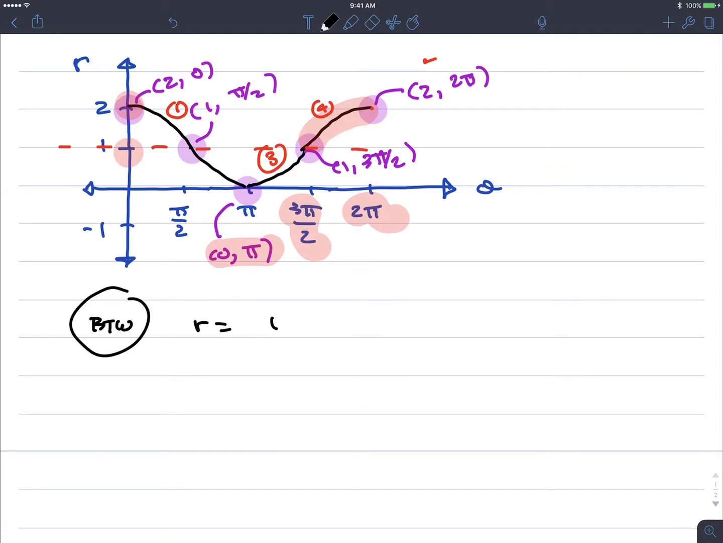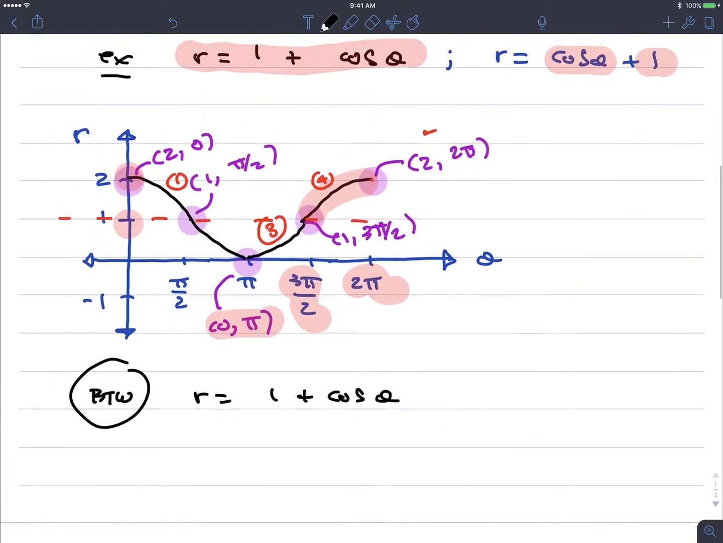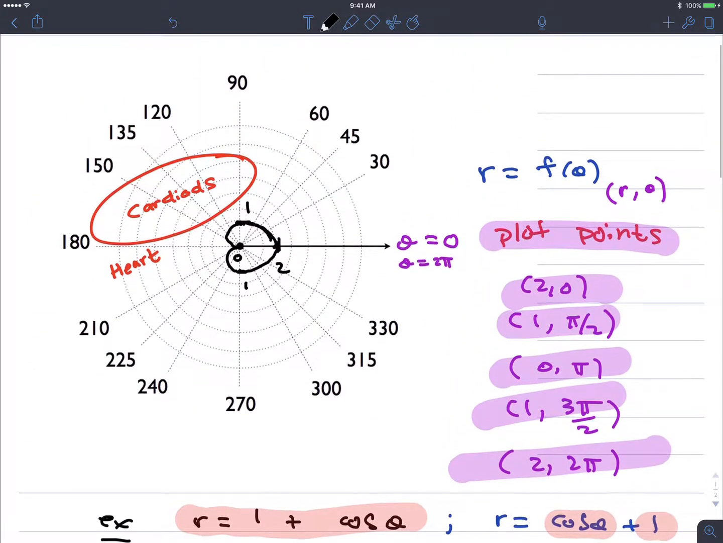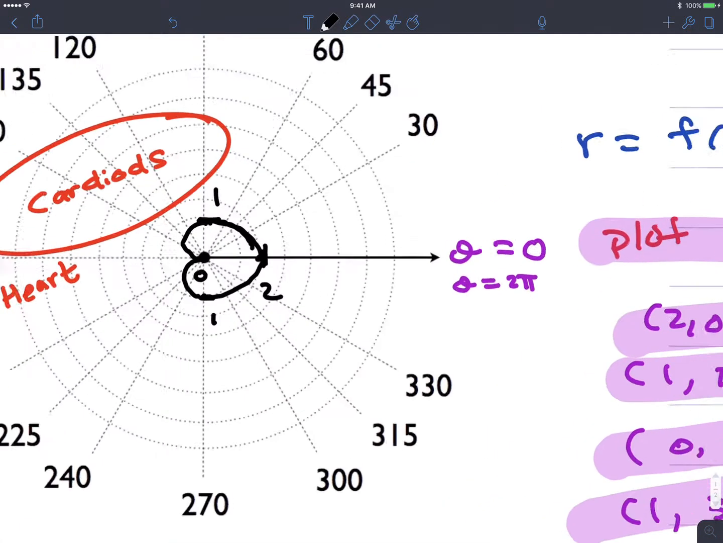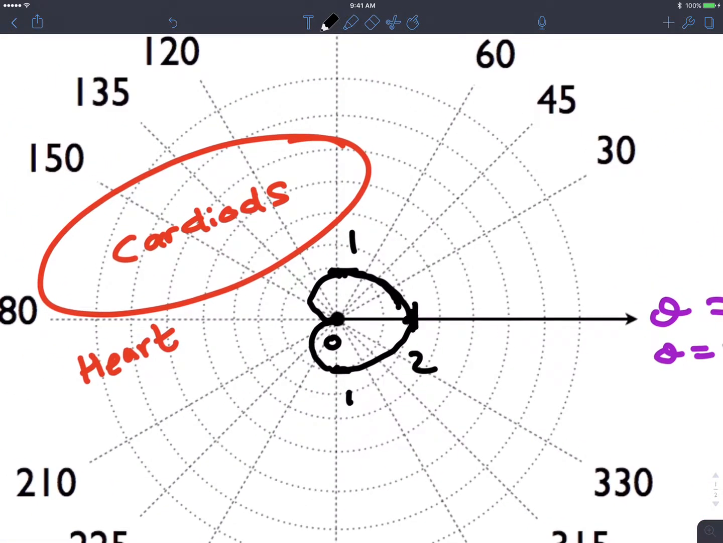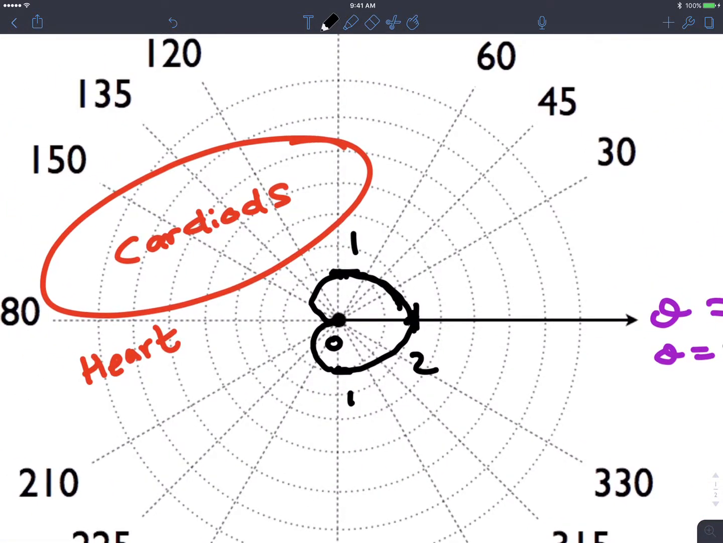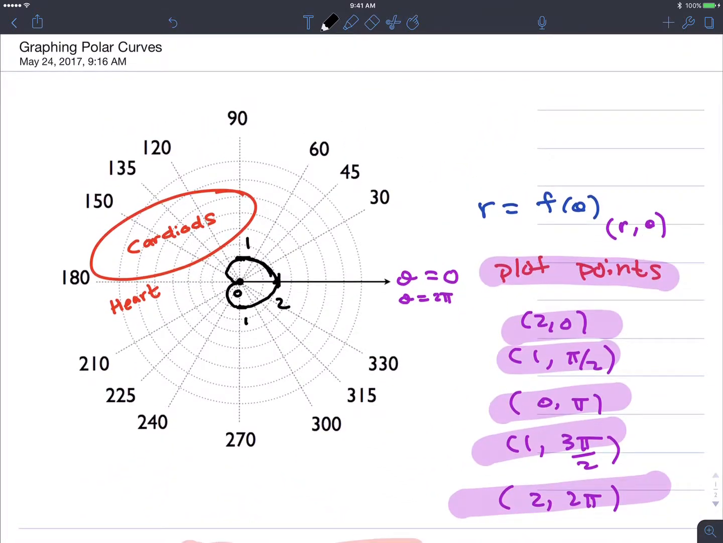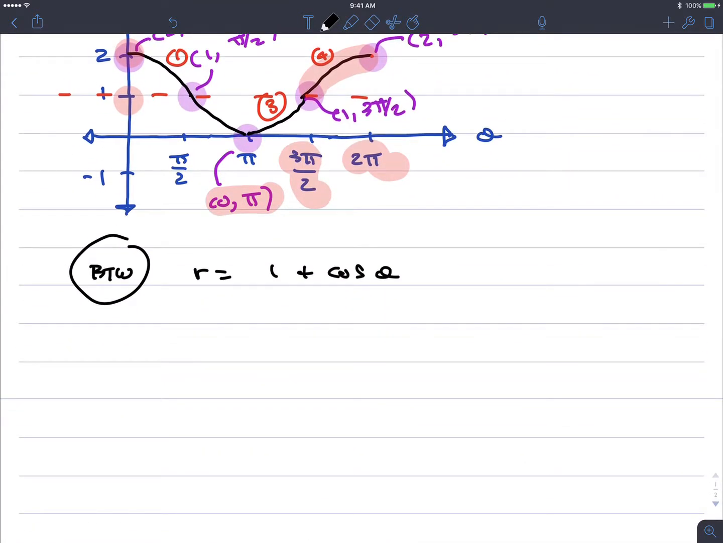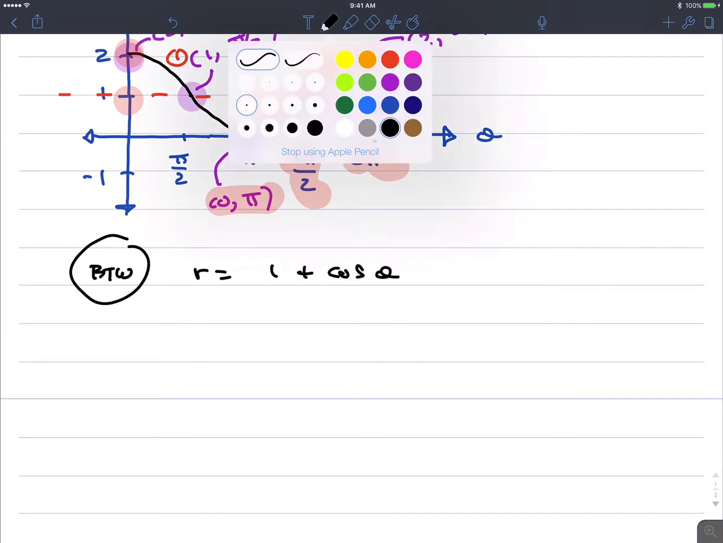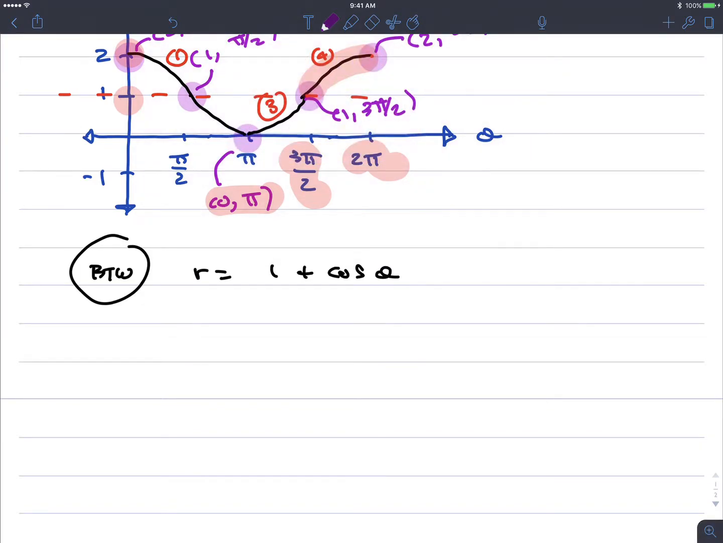R is 1 plus cosine theta. This cardioid that we just graphed here, that heart we just graphed, we can describe this in rectangular coordinates. What did we do yesterday? Remember what we did yesterday? We multiplied both sides by r here. Remember this work you guys did? Did you do that homework?